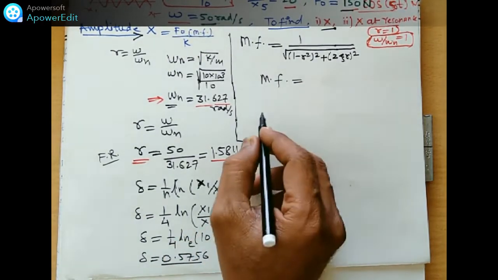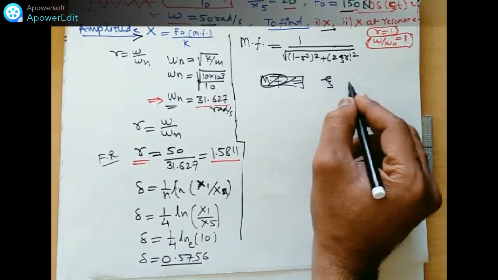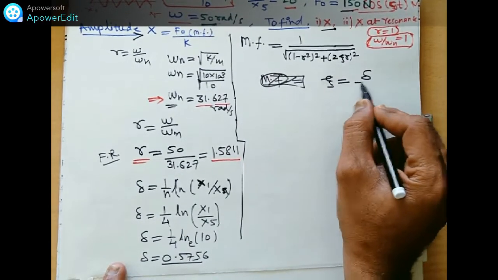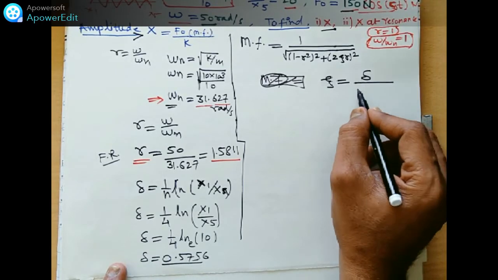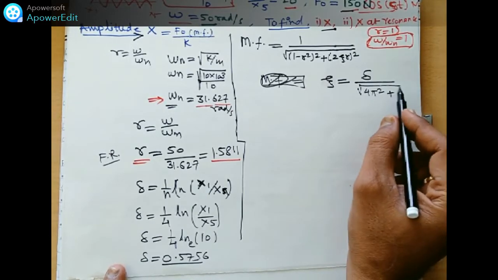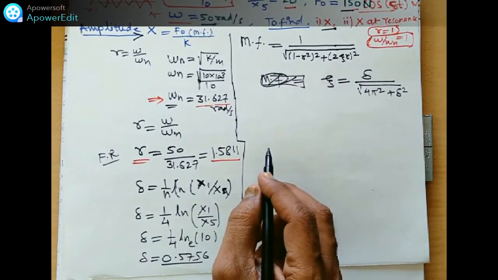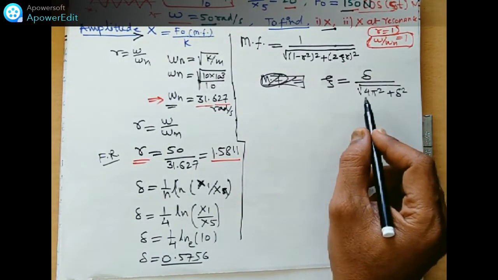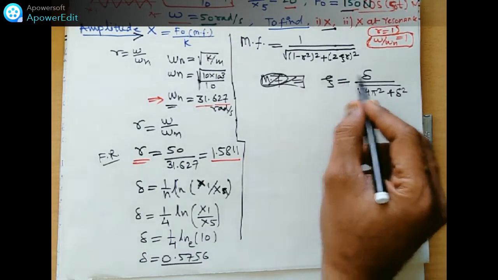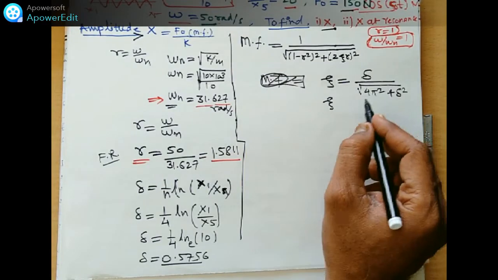Once we find the value of delta, we can find the value of zeta. How to find it? By using this relation. We have already derived this and shown you in the numerical videos on free vibration, where these relations come from. Zeta is equal to delta upon under root of 4 pi square plus delta square. Putting the value of delta in this equation, we get the value of zeta.